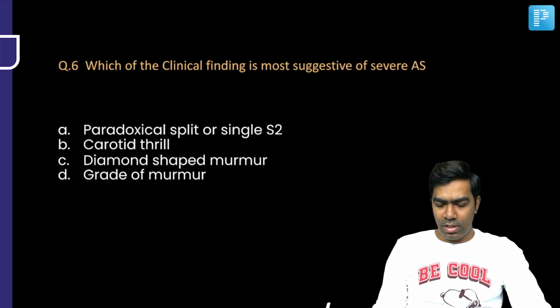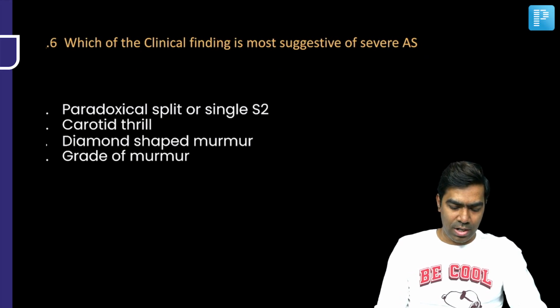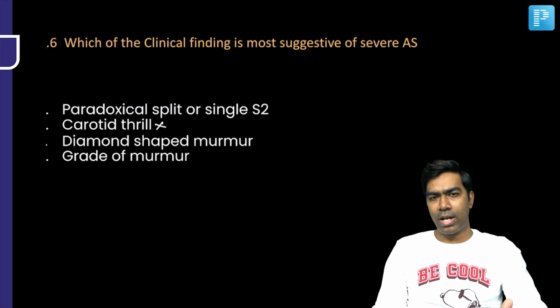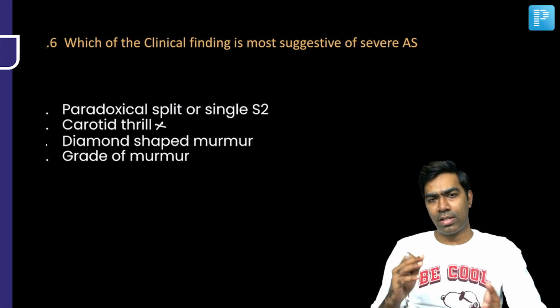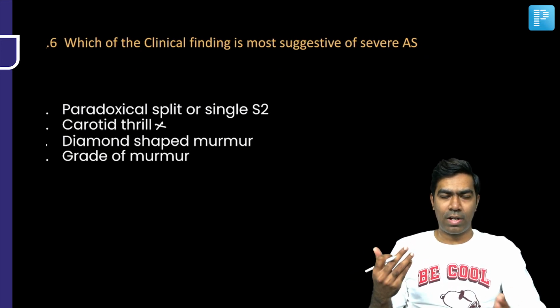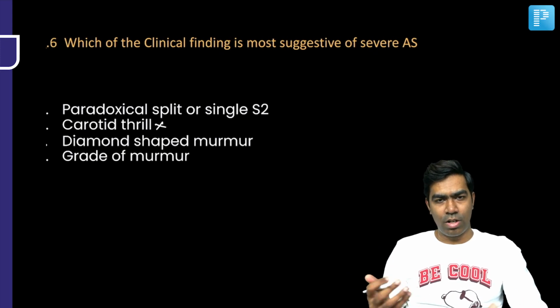And coming to question number 6, they're asking which of the following clinical findings is most suggestive of severe aortic stenosis. It's not carotid thrill, because carotid thrill may tell you the organicity of AS, in the sense that you can differentiate between aortic sclerosis and aortic stenosis with the help of carotid thrill, where carotid thrill will be present only in AS and not in aortic sclerosis. But it will not tell you the severity.